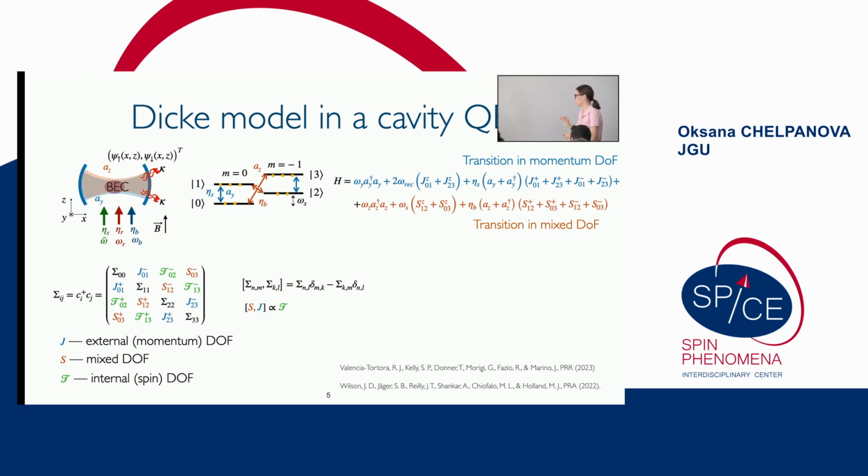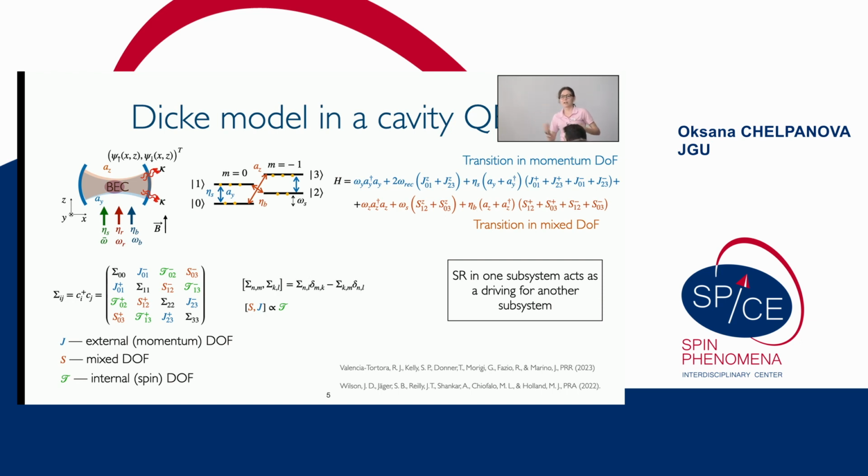And in general, they are proportional to this third kind of spins, which are only internal spin, only atomic spin. And this non-commutativity actually can act as a driving on one degree of freedom if you have superradiance in another degree of freedom. So to show this, we discuss dynamics of the system. To do so, we prepare atoms in a combination, a mixture of atoms on level 0 and 2.